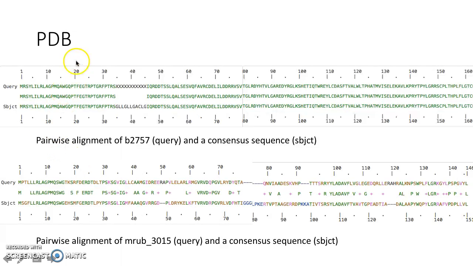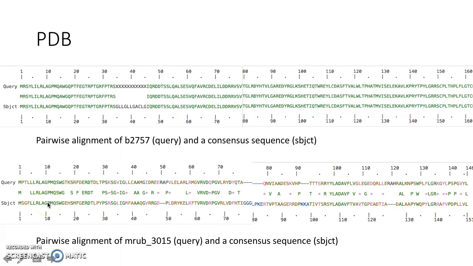This is a pairwise alignment from PDB database. This one does not show as well the conserved amino acids, but does show how well the different amino acids are lining up. We do have a deletion right here for our E. coli, b2757, which is our query, and the computer-generated subject sequence. The E-value for this one was 5.6 times 10 to the negative 123, which again is very, very low and fairly significant.